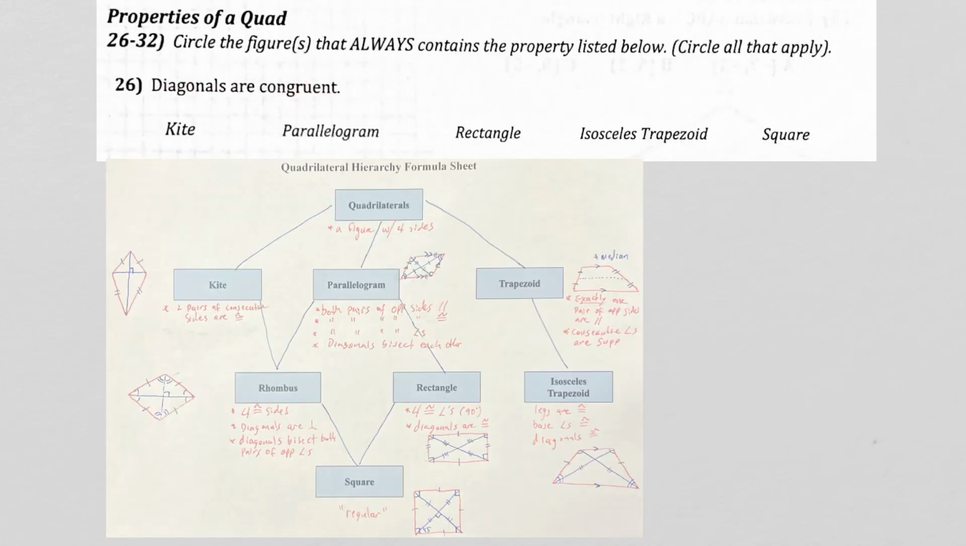Diagonals are congruent. If we look at a rectangle, the diagonals are congruent. So it's true for a rectangle, and that obviously means that it's also true for a square, because we're going downwards from that. And then finally, if we look at an isosceles trapezoid, the diagonals are congruent. So that's true for that as well.